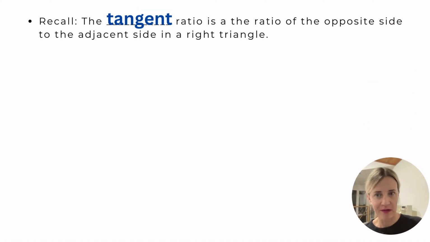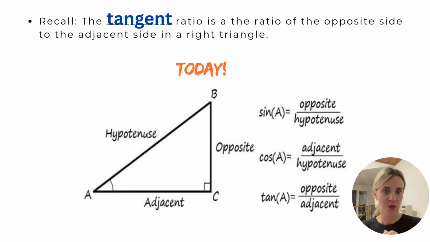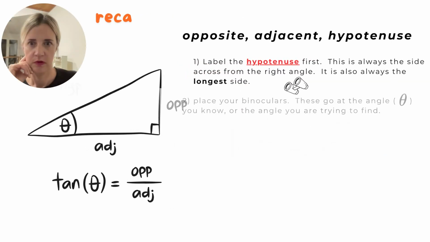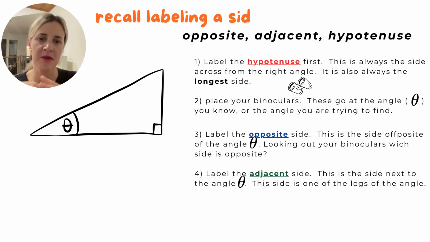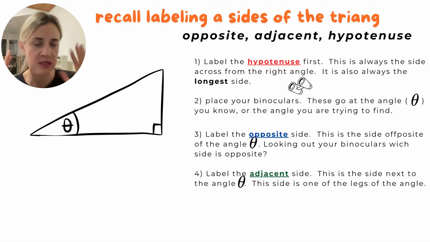We have learned that the tangent ratio is the ratio of the opposite side to the adjacent side in a right triangle. Okay, so we've learned that ratio. Today, we're going to talk about the other two: sine and cosine, and we're going to go over when and why we pick sine, cosine, or tangent.